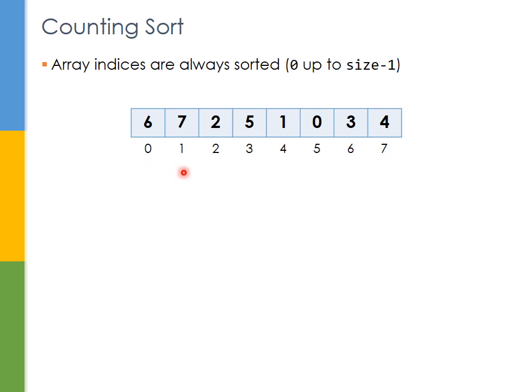Over here we have an array of integer values that we want to sort, and we can make the fairly trivial observation that array indices are always sorted. In other words, array indices always start off at 0, they increase by 1 at each step, and they eventually stop at size - 1, which is 7 for this example.